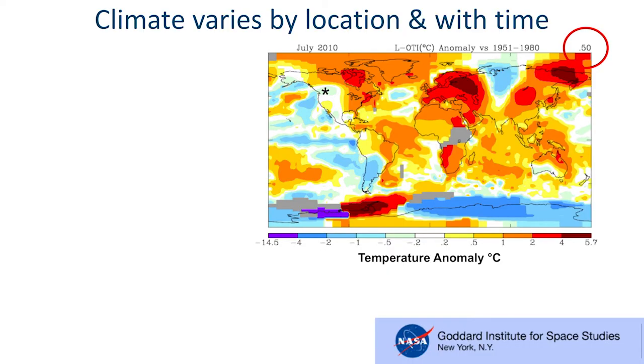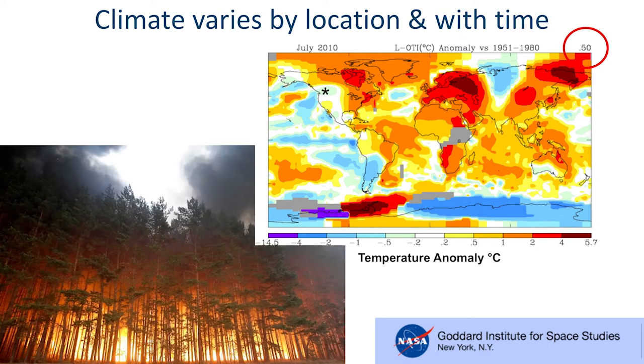But if you look at the rest of the globe, first of all, the circle up there, 0.50, is almost identical globally to the previous image that we saw. So even though it was cold here, we just happened to be one of the few colder than normal places. Some of South America was colder than normal as well, and parts of Asia. But other parts of Asia, and over Russia, there was a large heat wave during this summer, and in fact, wildfires there as well, so record-breaking wildfires. So that's climate varying in space and time.